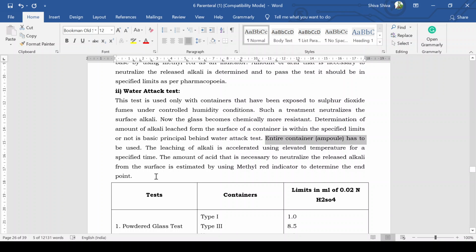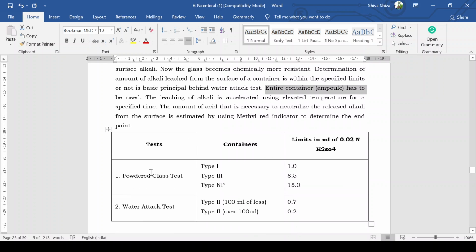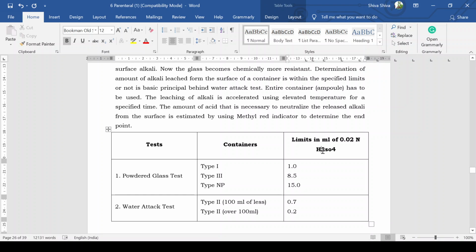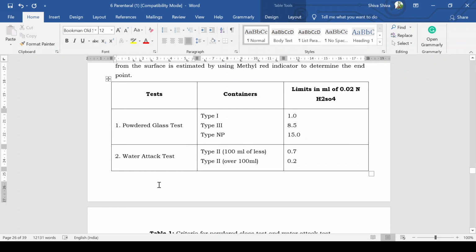Now the leaching of alkali is accelerated using elevated temperature for a specified period of time. The amount of acid that is necessary to neutralize the released alkali from the surface is estimated by using methyl red as an indicator. Okay. Now, what are the limits of water attack test and powder glass test? What are the limits of water attack test and powder glass test for type 1, type 2 glass?